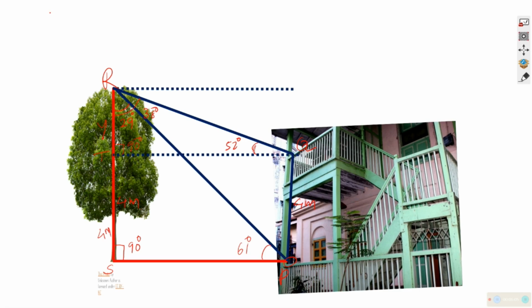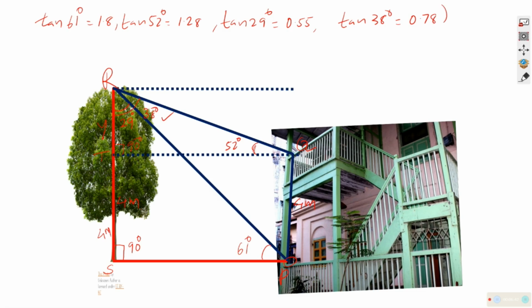Let me copy the important aspects of the question, like what is given. I am copying from your textbook. tan 61 is equal to 1.8 is given. tan 52 degrees is equal to 1.28 is given. Good. And tan 29 degree, see, 29 is given, so 29 will be useful here: 0.55. And also tan 38 is given, which is written over here, equal to 0.78. So I think all such trigonometric ratios are given.